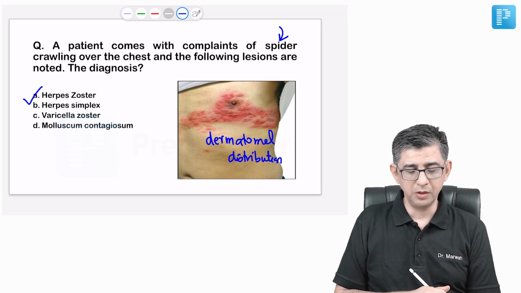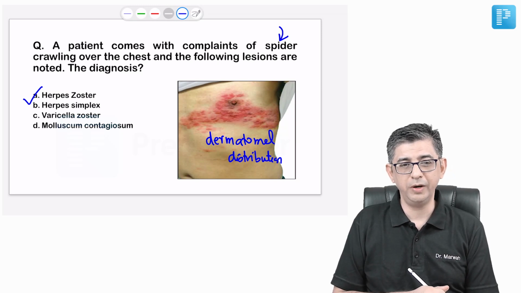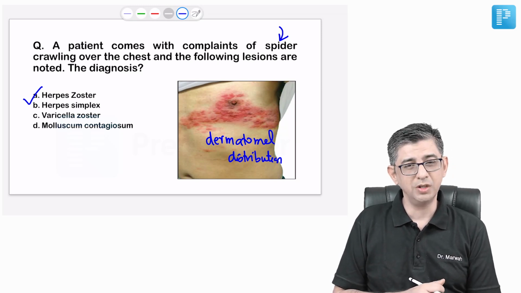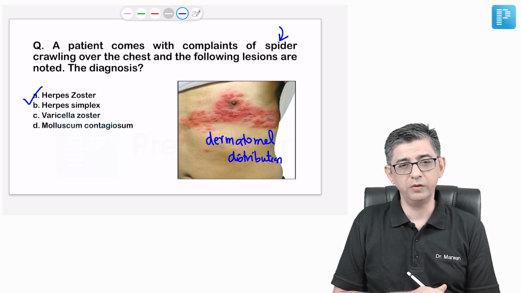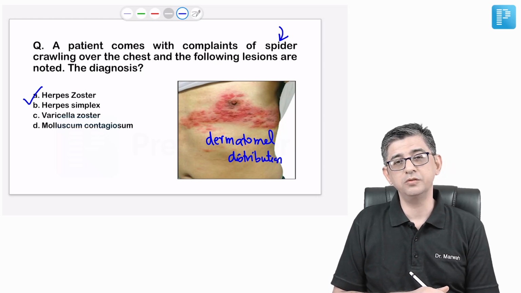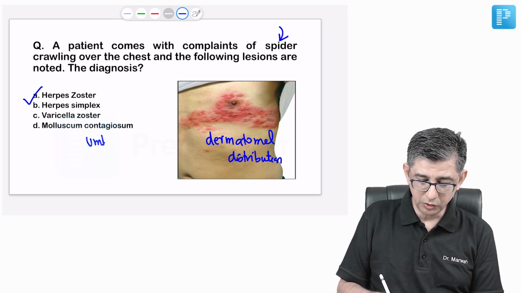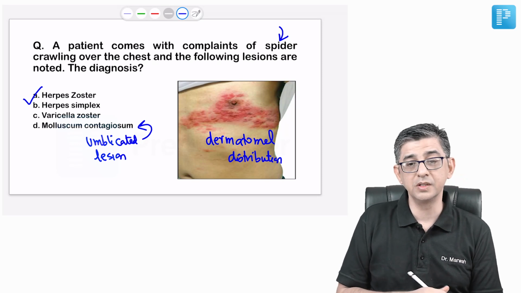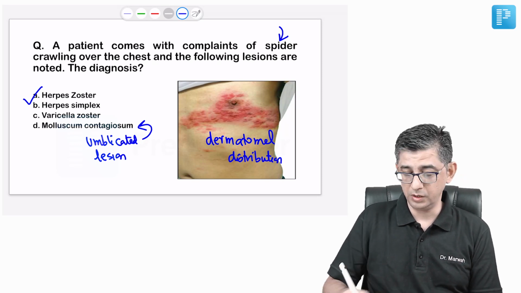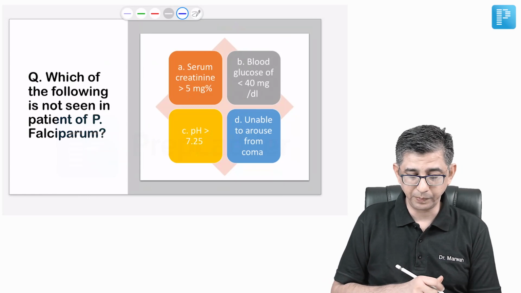The remaining option, herpes simplex, would again cause grouped lesions, but that would be on the genitals, mainly related to STD. Varicella zoster would be diffuse all over the body, where you would see maculopapulovesicular lesions. And molluscum contagiosum, you usually have an image of a face of a child, and then you have those umbilicated lesions present. So in this particular case, especially with respect to the dermatomal distribution of the vesicles and the erythematous rash, the answer would be herpes zoster.